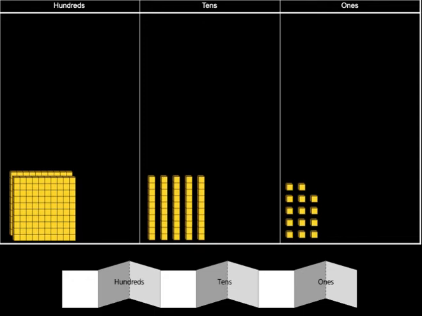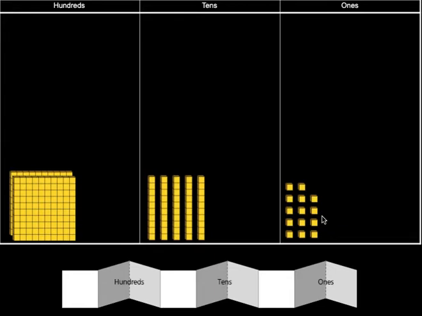Hi there. I would like everyone to just take a look at our screen right now. So, just what do you notice? We have hundreds blocks, tens blocks, and ones blocks. I'm wondering, what number does this represent? What do we think?